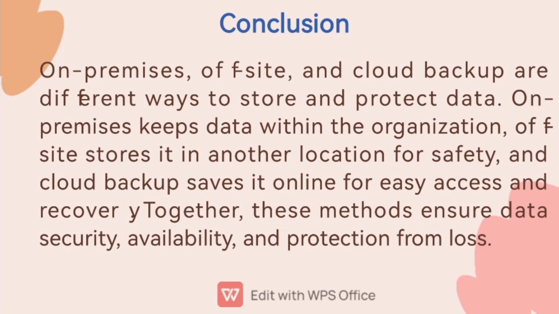To summarize, on-premises gives you control, offsite gives you safety from local disasters, and cloud gives you easy, flexible access. Together they create a layered defense that ensures your data is secure and protected no matter what happens. Understanding where your data lives is just as important as knowing how to get it back. It's the foundation that makes your RPO and RTO goals possible.